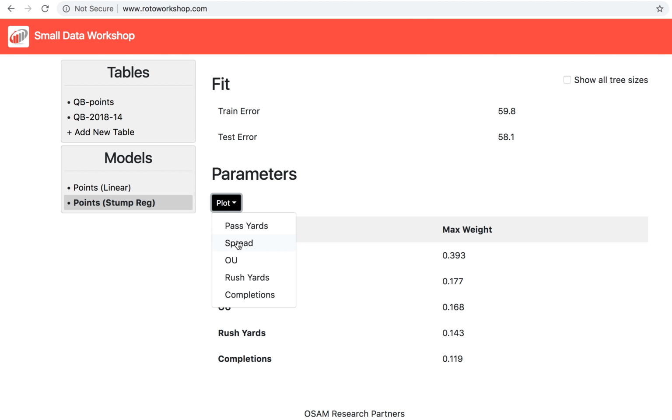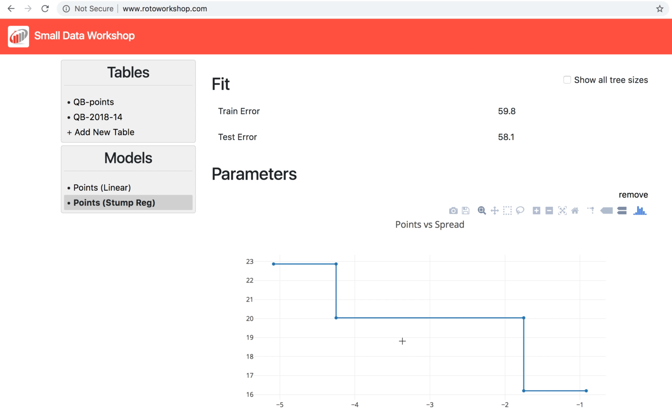We can look at what the impact of the spread is. A more negative spread means a heavier favorite. So if you're over a 4-point favorite, it's going to increase its estimate.